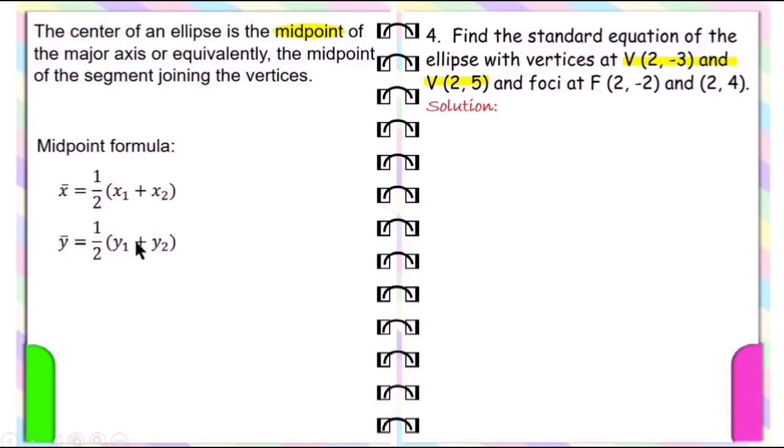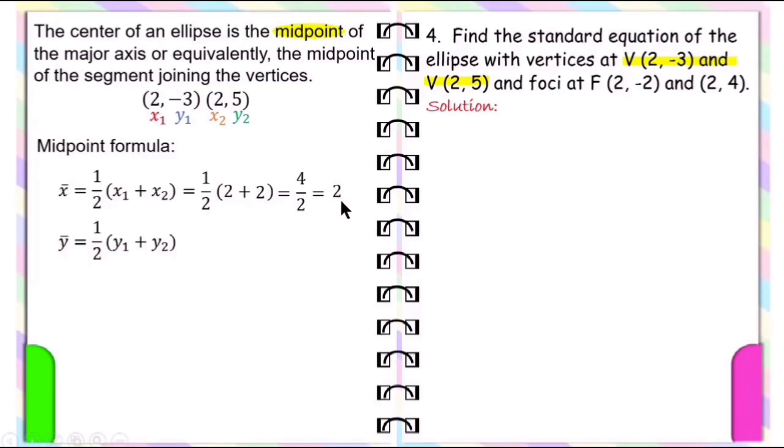We let (2, -3) be the first point, where x sub 1 is equal to 2 and y sub 1 equals -3, and (2, 5) be the second point, where x sub 2 is equal to 2 and y sub 2 is equal to 5. Substitute these values into the equation. We have 1/2 times x sub 1, which is 2, plus x sub 2, which is also 2. 2 plus 2 is 4, times 1/2 is 4/2. 4 divided by 2 is 2.